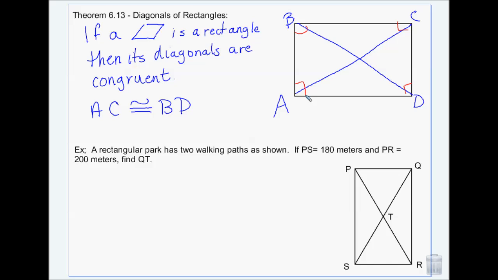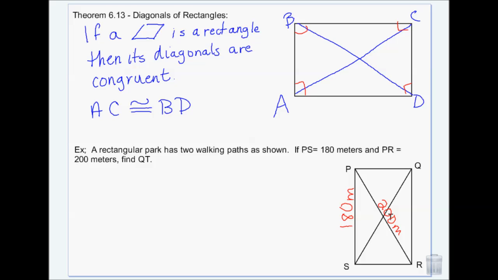Okay, how do we use this? If you have a park that's a rectangle and it has 2 walking paths, PS is 180 meters. And PR, that's this diagonal, is 200 meters. We want to find QT. Okay, well, they gave me extra information. They'll do that to you.